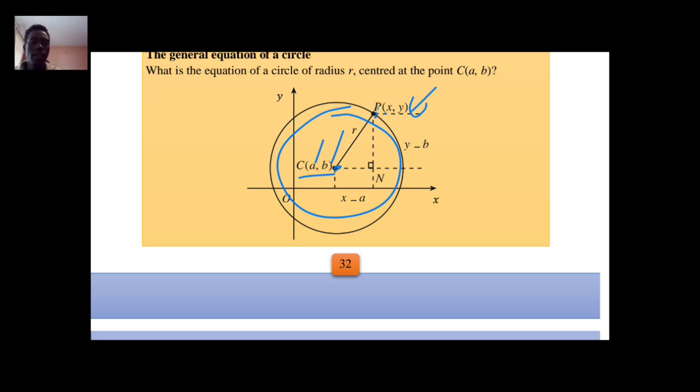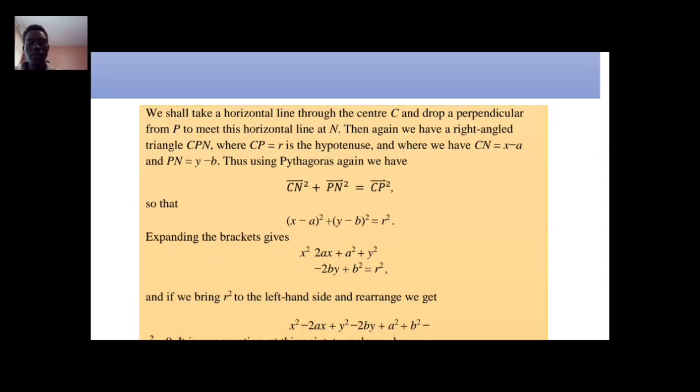So, and you are going to have base as what? X minus A, and height is Y minus B. So now you derive the formula for hypotenuse. You say A squared plus B squared is equal to C squared, but A here is this, and B is this one, and C is this one. Then you are done with it, and that is the formula for the what?